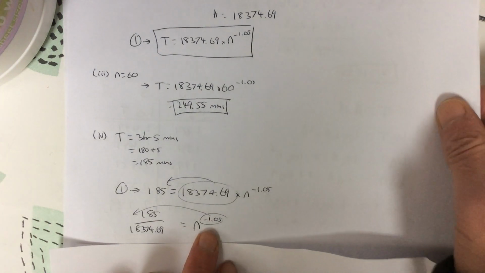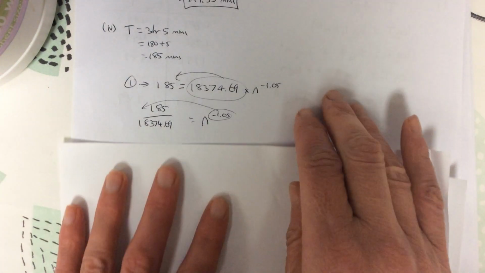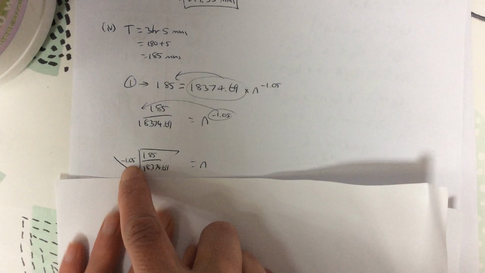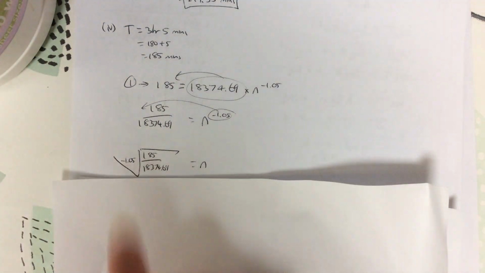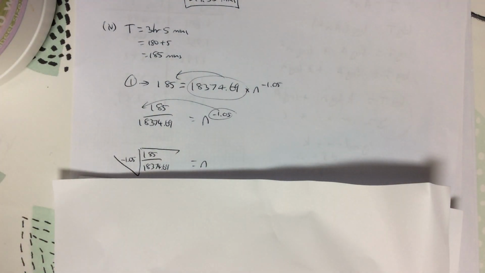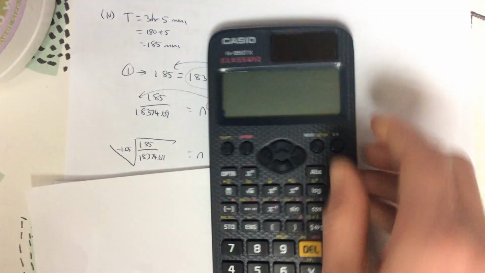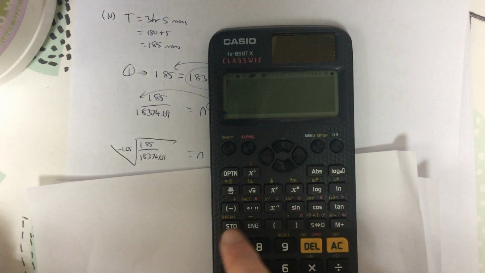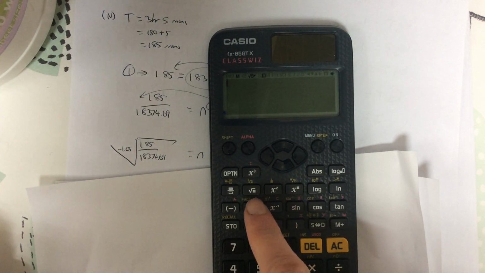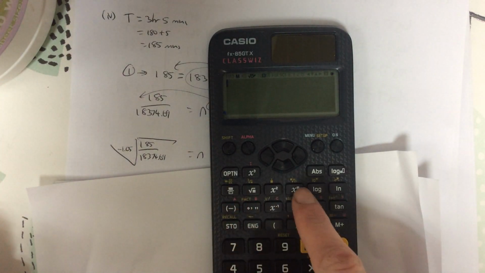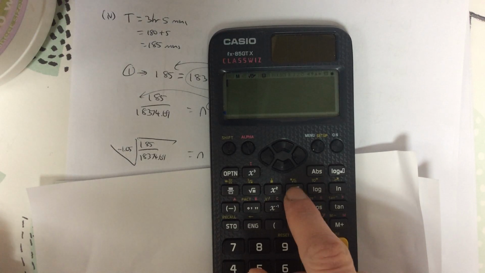Now, do you see your power? When you bring your power over, the opposite of power is root. So you use your root button there. If I could find a calculator, I could just take you through how you put that in if you're not sure. Okay, so if you go on your calculator, if I can find where the root button is, there it's there. See, just above the power button.